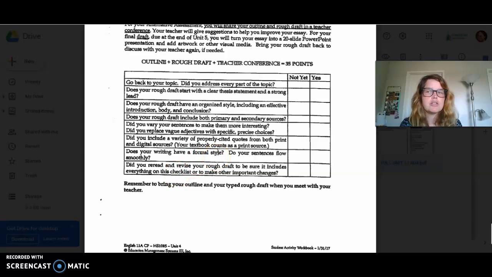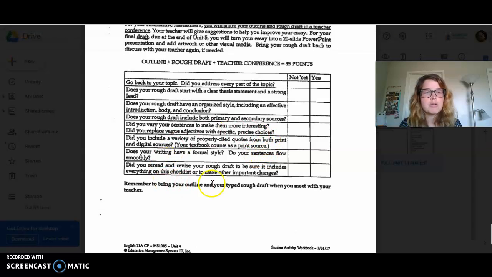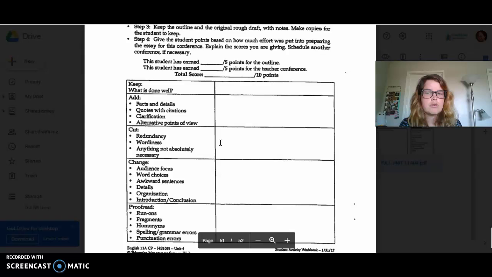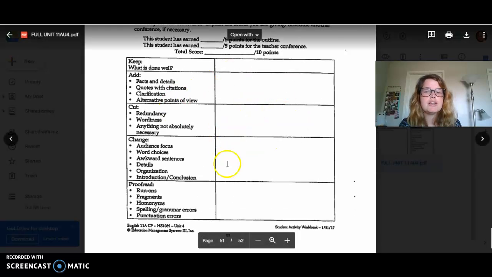You're not using slang if you're writing an academic essay, or you're not using academic words if you're writing from the perspective of a slave. Did you reread and make sure your draft was as best as it could be? Yes? Okay. Well, then we're going to have our conference. You're going to read it out loud to me, and I'm going to give you feedback on these topics.